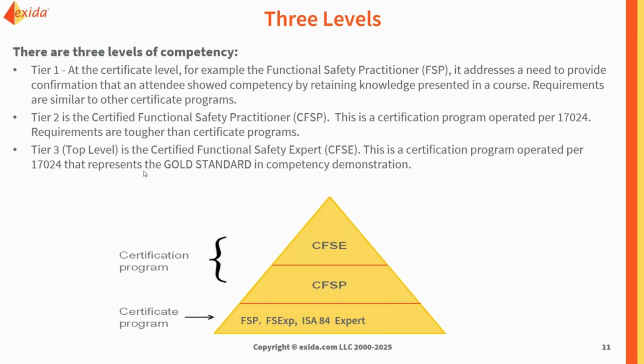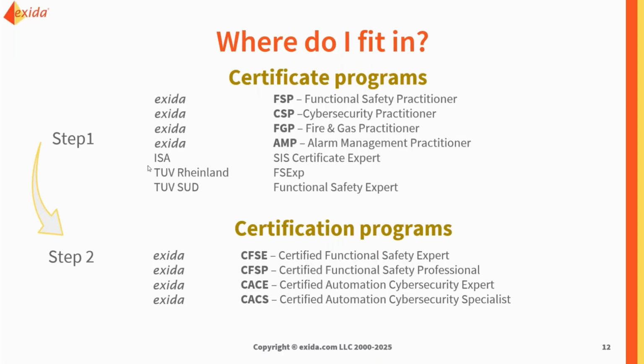So those are the three levels. So where would you fit if you were looking at this? Well, from the certificate programs, if you wanted to do functional safety, you could become a functional safety practitioner. If you wanted cybersecurity, you could become a cybersecurity practitioner. And the same for fire and gas. There's a specific fire and gas program. You could become a fire and gas practitioner. And similarly with alarm management, you could gain an AMP certificate.